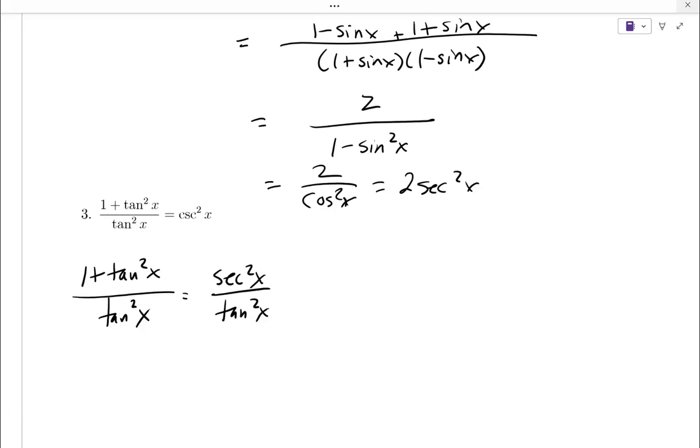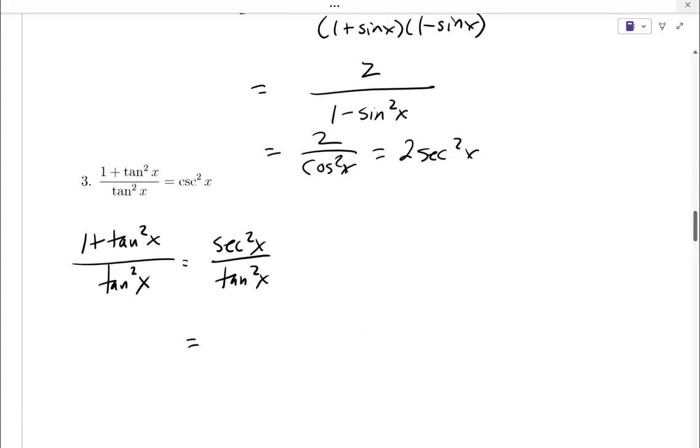I want to try to get to cosecant squared. At this point, I probably want to just go ahead and convert everything to sines and cosines. That's probably easier, at least I think that might be easier. Secant squared is 1 over cosine squared, and tangent squared is sine squared over cosine squared.